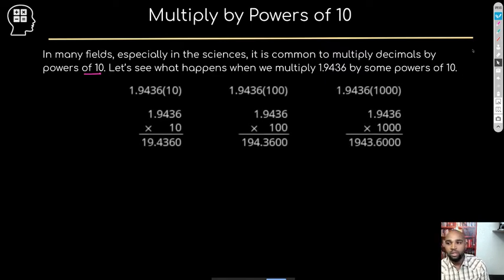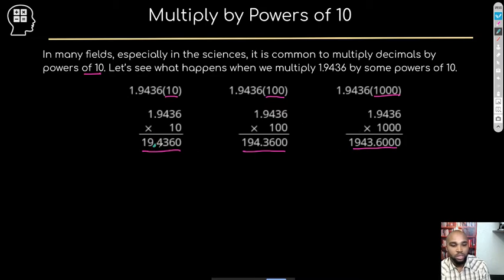So I want you to look at these. We multiplied this first one by 10, and this is another power of 10, 10 times 10, and this is 10 times 10 times 10. What do you notice about the answers? What's the same? Well, all the digits, all the numbers are the same, right? What's different? Where the decimal is placed is different.